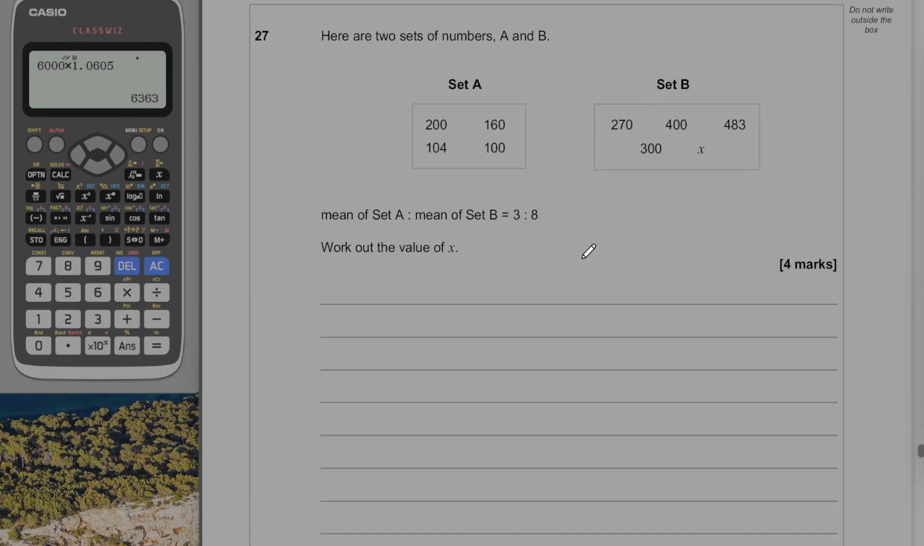Right, question 27. Here are two sets of numbers, set A and set B. The mean of set A to the mean of set B is 3 to 8. Work out the value of x. Okay, so the mean of this number to the mean of this number. So if we work out the mean of this one first of all, the mean of set A, is this how I want to do it?